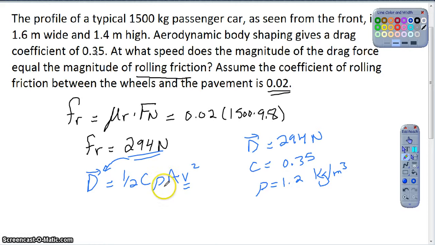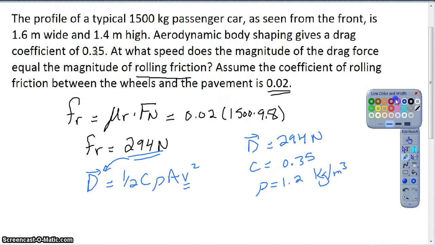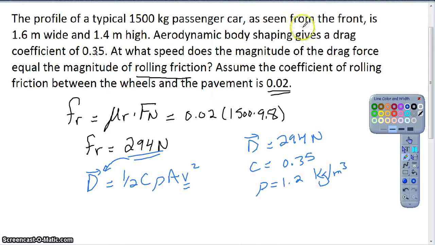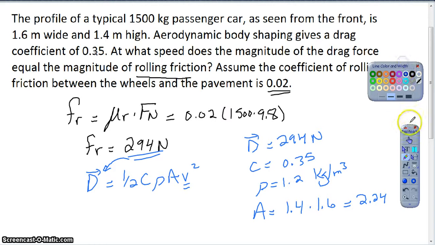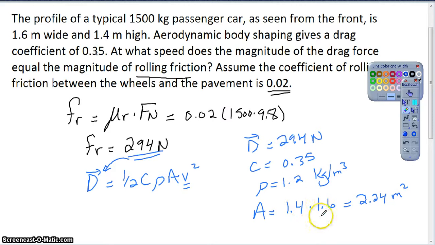And then my cross-sectional area, well, that's where this first sentence comes into play. They say the profile as seen from the front is 1.6 meters wide and 1.4 meters high. So in other words, it's basically a rectangle. So the area is simply 1.4 times 1.6, and that tells me the cross-sectional area is about 2.24 meters squared for my car as it's driving through the wind. So I've got these measurements, and then I'm just looking for the velocity.